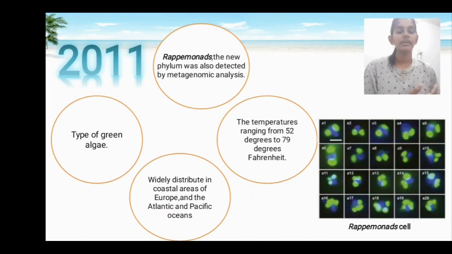At 2011, Rappemonads, a new phylum, was detected by metagenomic analysis. This phylum is a type of algae widely distributed in the coastal areas of Europe, the Atlantic and the Pacific Ocean. The temperature of the phylum ranges from 52 degrees to 79 degrees. That is the picture of the Rappemonad cells, which can be detected by the high electron microscope.